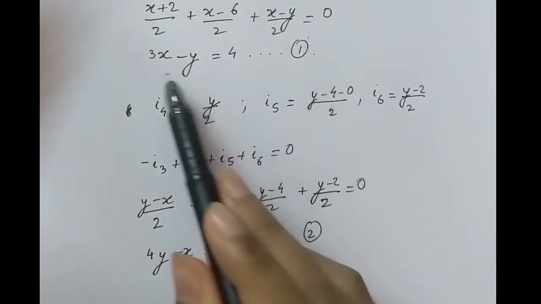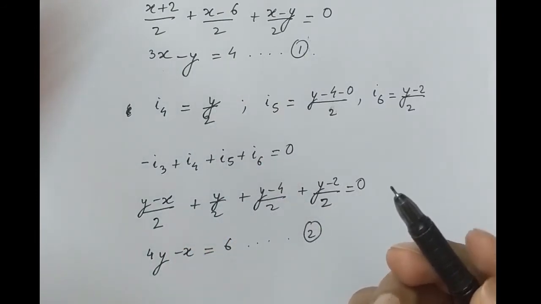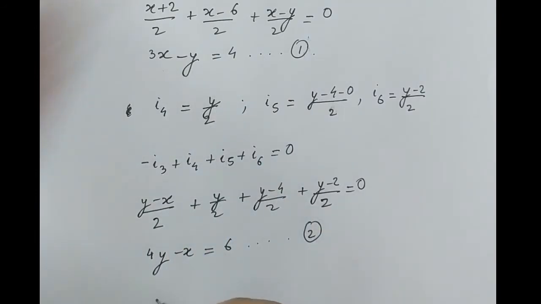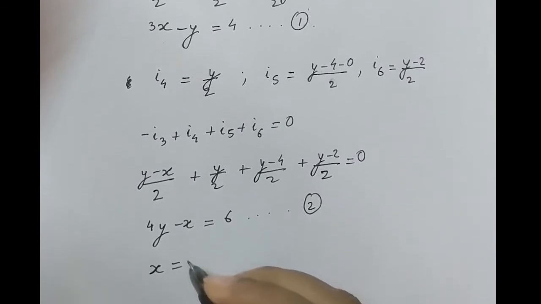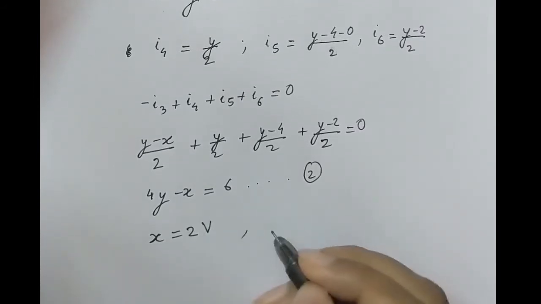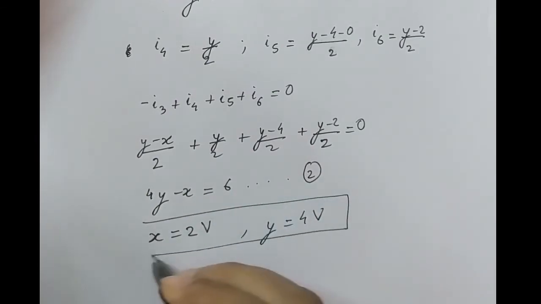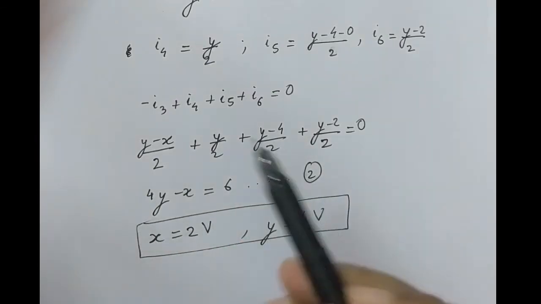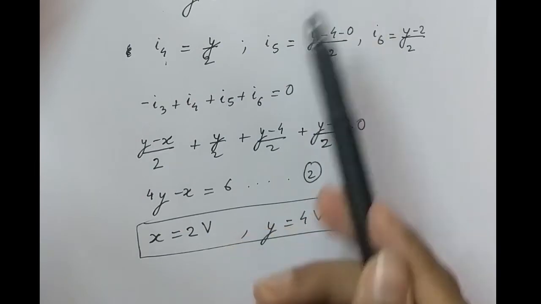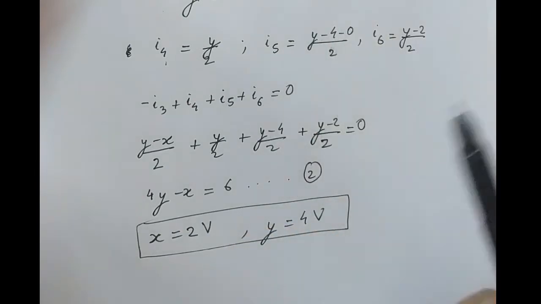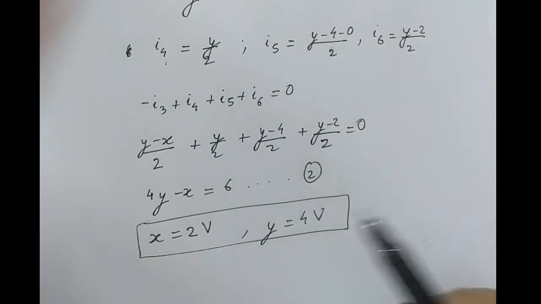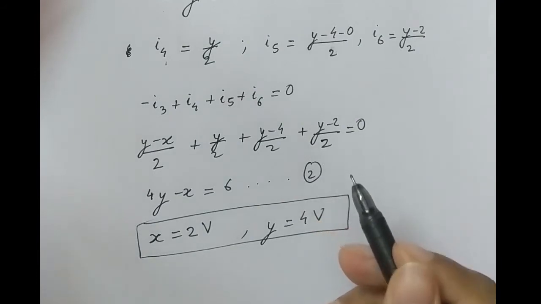Once you have two equations of x and y, you can solve simultaneous linear equations which will give you the values of x and y as x value equal to 2 volts, and y value equal to 4 volts. Once you have x and y, you can go ahead and find the values of I1, I2, I3, I4, I5 and I6 as we did in the previous sum. Let's move ahead to the next sum.